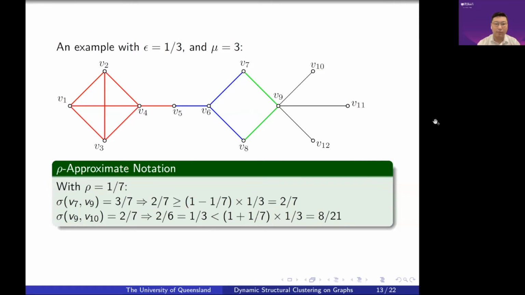Here is an example. We set rho equals 1/7. Although sigma V7, V9 changes from 3/7 to 2/7 after the deletion of edge V6, V9, it is still no smaller than (1 minus rho) times epsilon. So it can still be labeled as similar after the deletion. In fact, with the rho-approximate notion, the deletion of V6, V9 affects no edge's label. So we can save the time to maintain the labels of the affected edges.